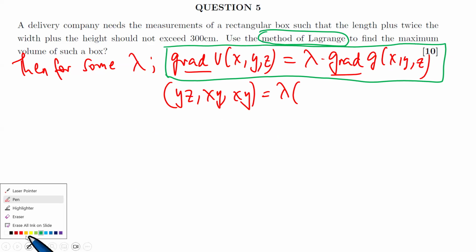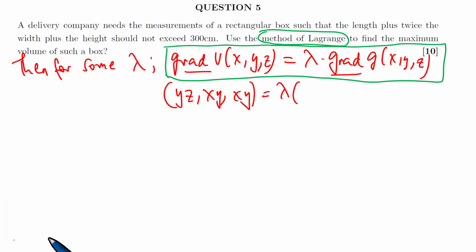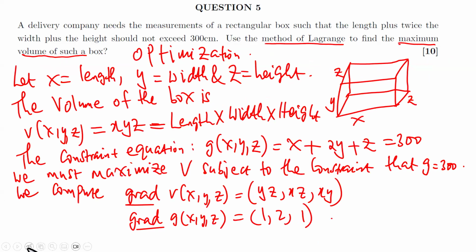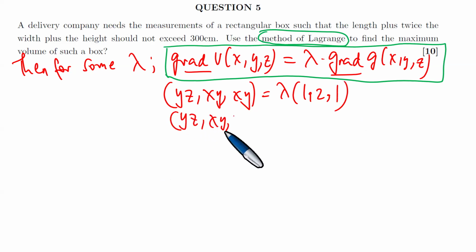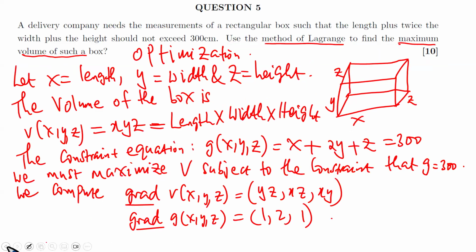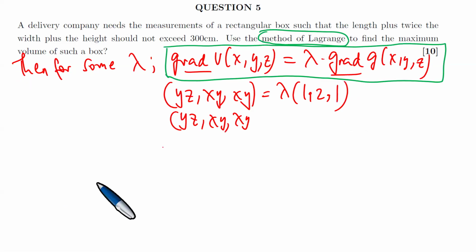Now, we say, what is the gradient of the constraint equation? It is (1, 2, 1). Put it here. Multiply by distribution: yz, xz, xy. So this one is yz, this one is xz, then it's xy. Multiply 1 by lambda, lambda; 2 by lambda, 2 lambda; lambda by 1, lambda.